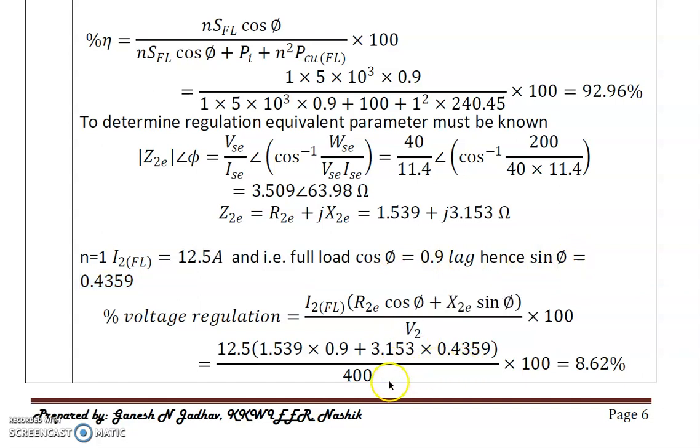V2 is equal to 400, the secondary side voltage. So 12.5, 1.539 into 0.9. If you calculate this, it will give you your regulation as 8.62.